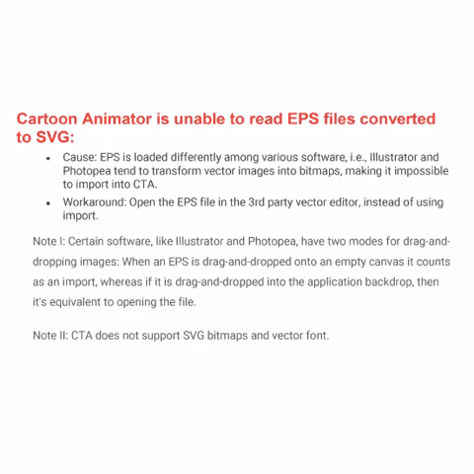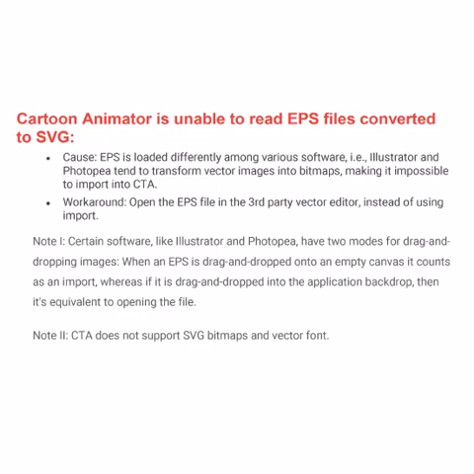SVG. Why? EPS is loaded differently among the various softwares such as Illustrator, Photopedia, etc. And they tend to transform vector images into bitmap, which is impossible for Cartoon Animator to import. The workaround is to open your EPS file in a third-party vector editor instead of using the import function.